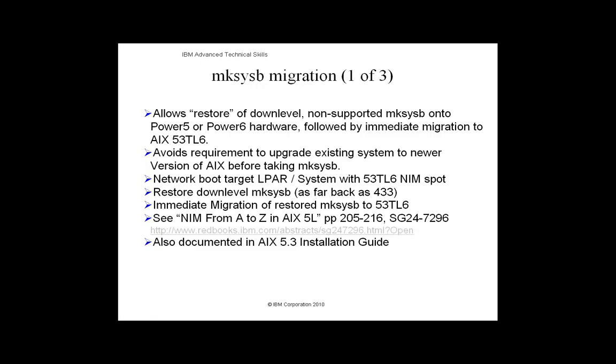It avoids the requirement of upgrading the existing system to a newer version of AIX before taking the mksysb. I have production running here. I don't want to touch it. Can I take the mksysb at this level and restore it on the new server? The answer is yes. That's what we're going for. I network boot my target LPAR on the new system with a new SPOT, and it allows me to restore that down-level mksysb image, and it's immediately migrated up to a supported level. It's in both the NIM from A to Z Redbook, and it's in the 5.3 installation guide, but it's not widely known.